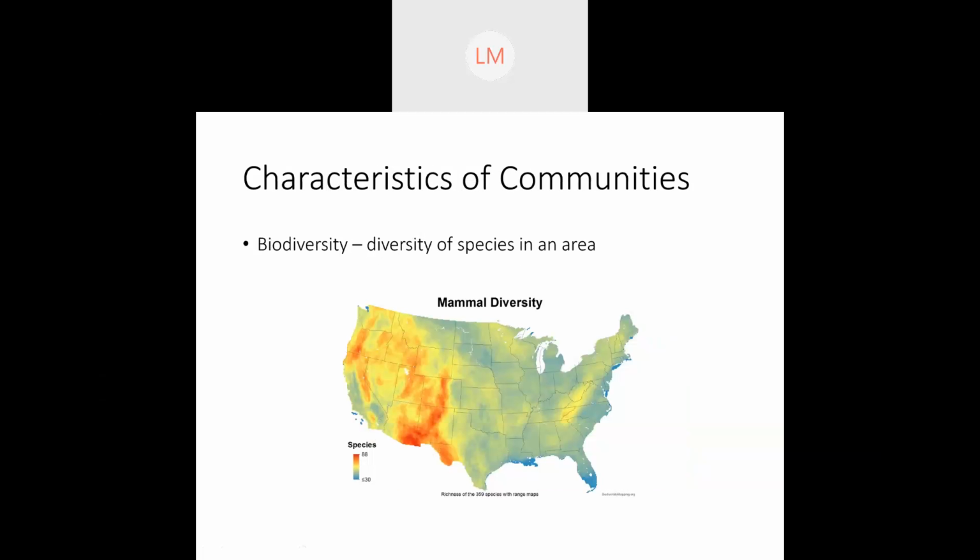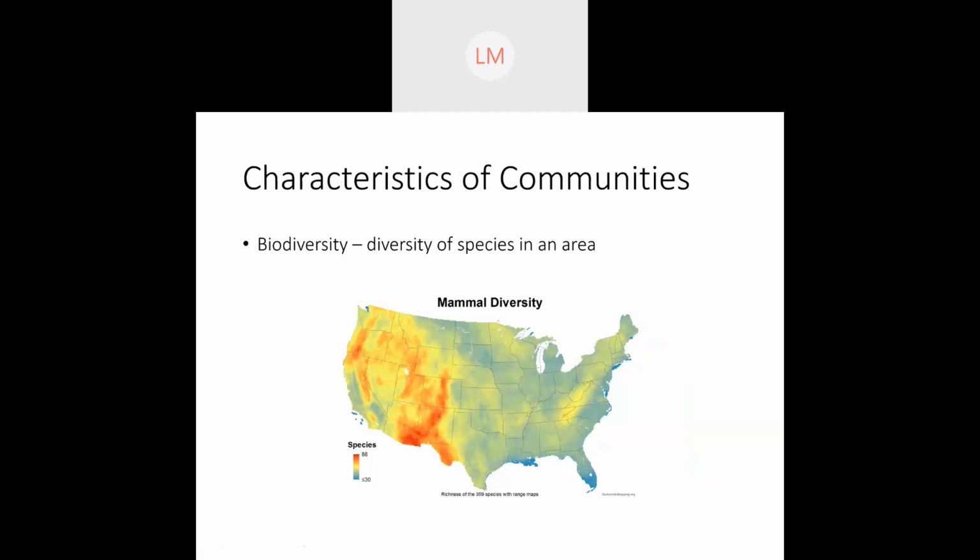So the last set of things, or maybe the second to last set of things that we want to talk about with communities are just characteristics of communities. The big one here is going to be biodiversity. That's a big aspect of communities that scientists like to study. They like to see how many species and what types of species are in an area. So the diversity of species in an area is just called biodiversity.